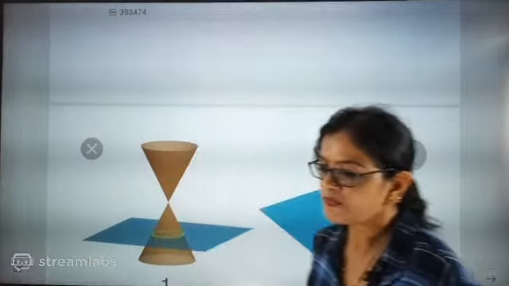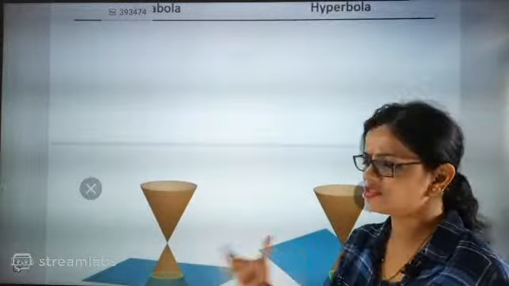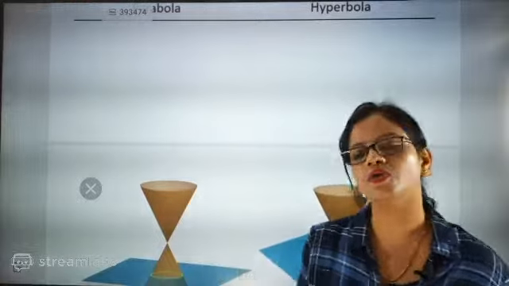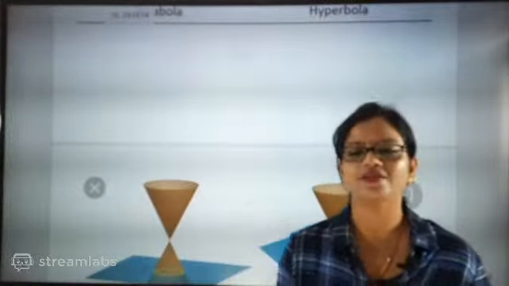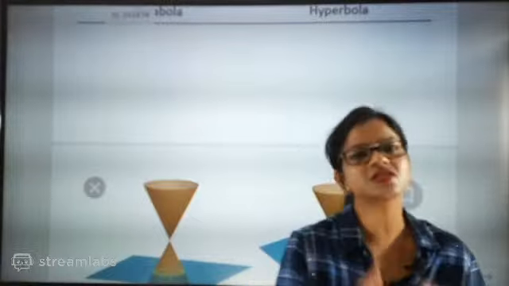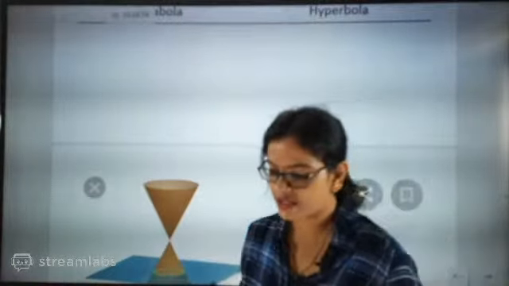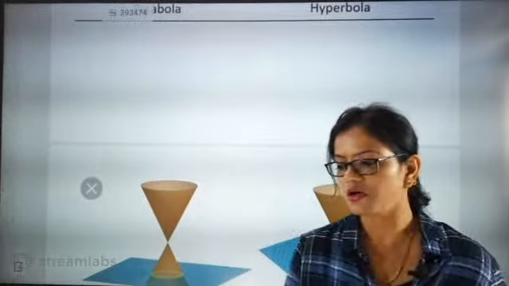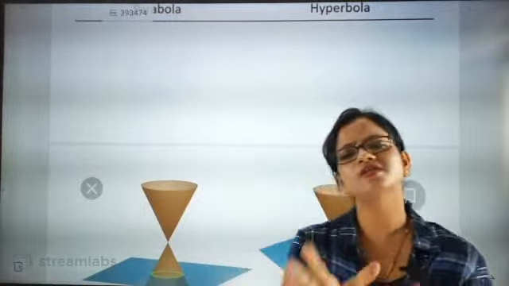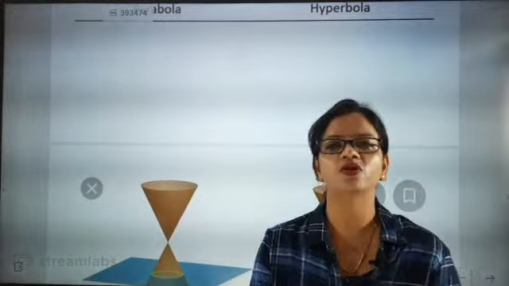Now how are we going to get a conic section? As the name suggests, conic section means cut part of a cone. In simple way, if somebody will be telling you, then you can say that it's nothing but cut part of a cone.